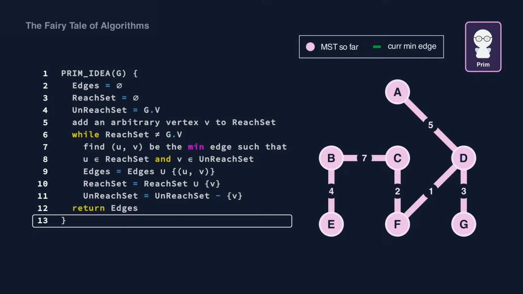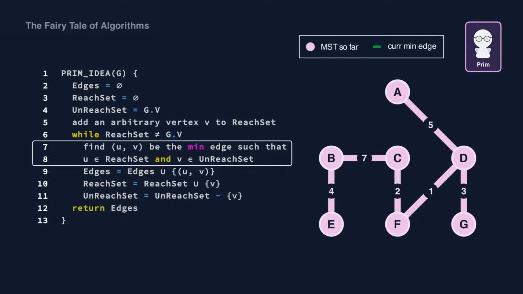Now that you've got the main idea, let me introduce the implementation of Prim's solution. To find the shortest edge, we have to scan all the edges. Well, that is a little bit slow. So Prim invited Mr. Minheap to help.